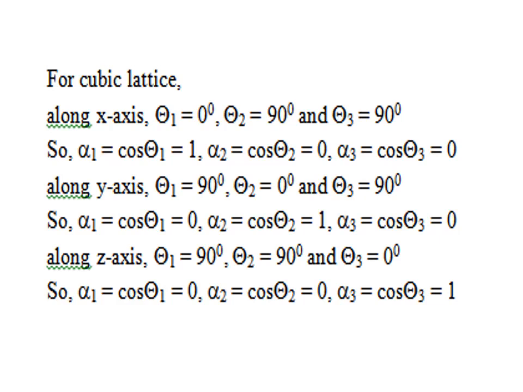And similarly, for z-axis, theta 1 is 90, theta 2 is 90, theta 3 is 0, because the angle between x-axis and z-axis is 90 degrees. Theta 1 is equal to 90 degrees, because the angle between the y-axis and z-axis is 90 degrees. Theta 2 is 90 degrees. Then alpha 1 is equal to cosine 90, that is 0. Alpha 2 is cosine 90, that is 0. Alpha 3 is cosine 0, that is equal to 1.